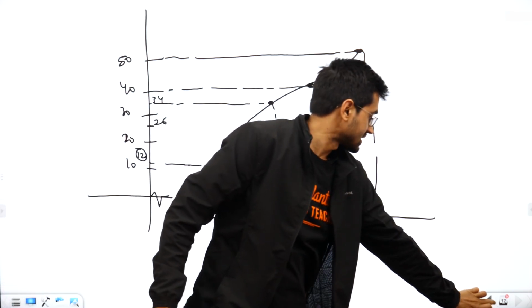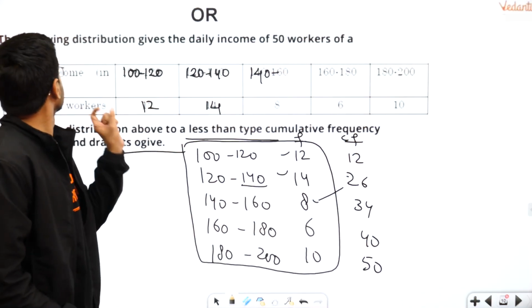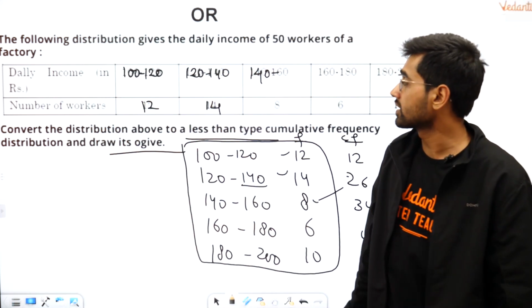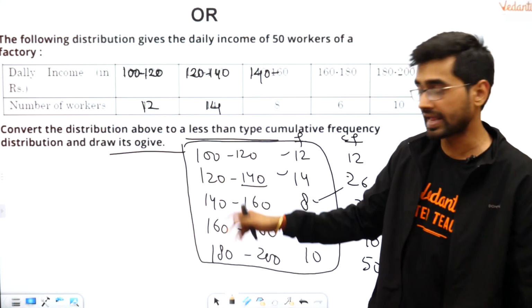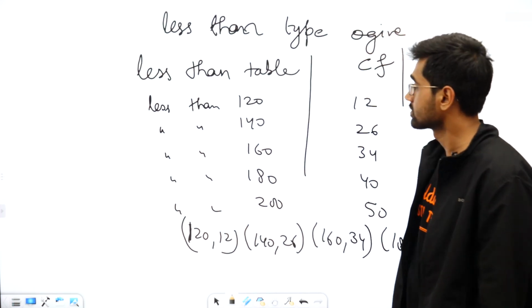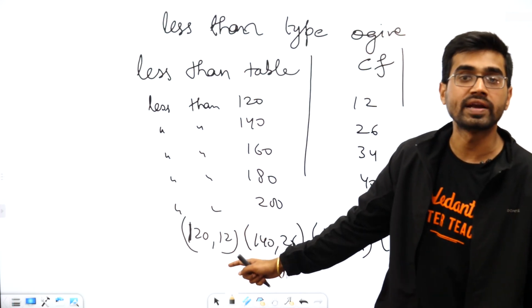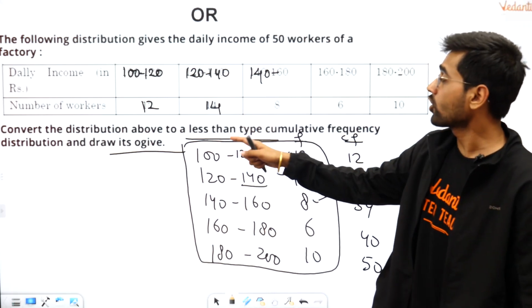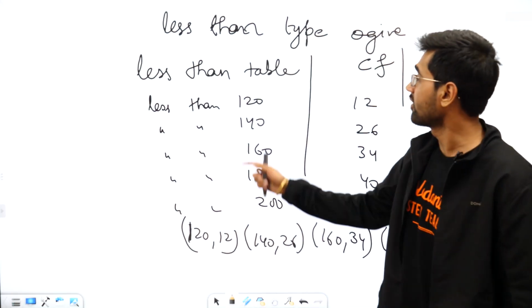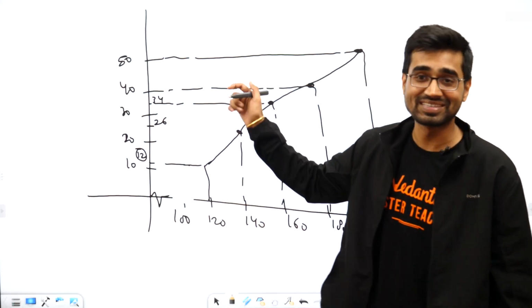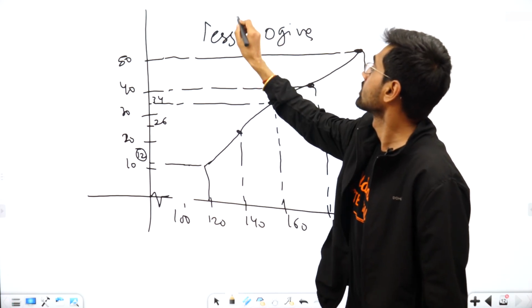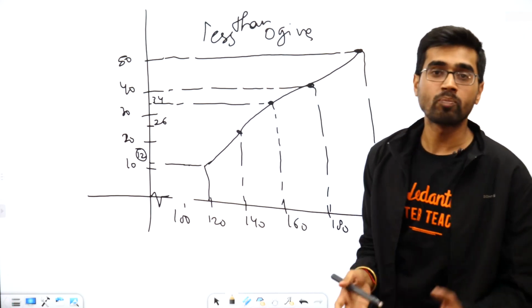What were we asked? Let us read the problem so that we are done. The following data shows the distribution of annual income of 50 workers. Convert the distribution to a less than type. Have I done that? Okay, you can see I did that. Come back and draw its ogive. What have I done? I've done the ogive actually. See, this is the ogive, a less than ogive. I hope we are done now.